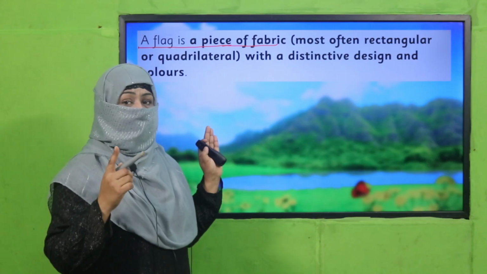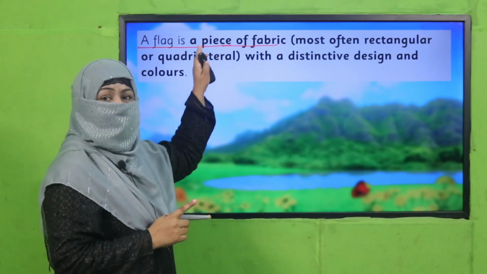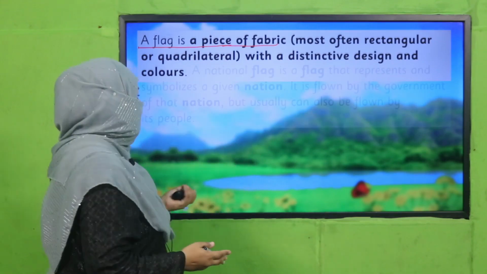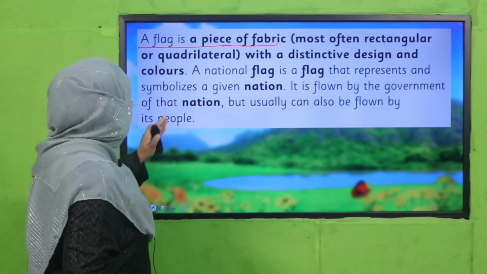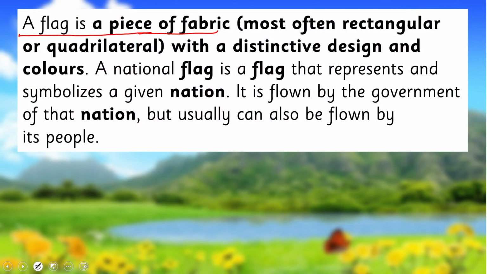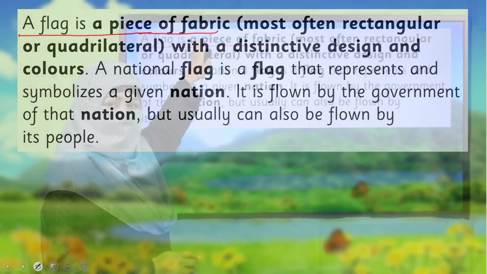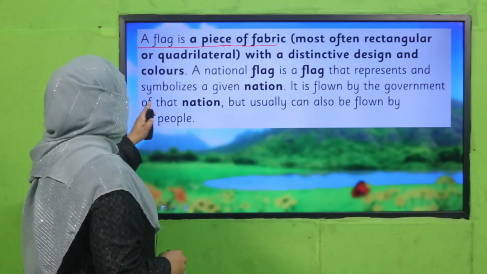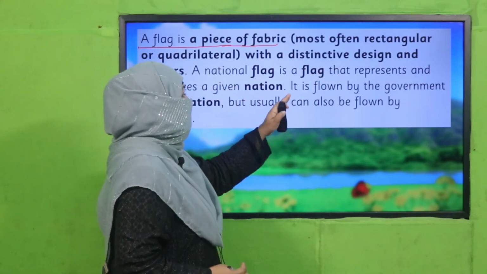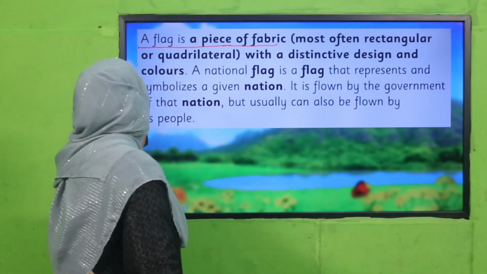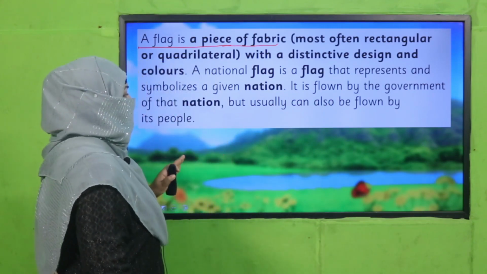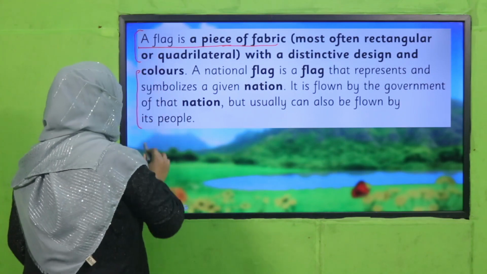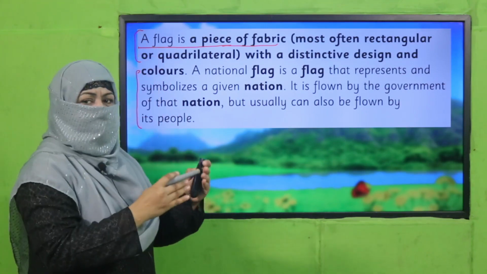It means what it is telling you. One thing, it is about a flag. Second thing, this statement is general. Okay. Now let's explain it further. A national flag. Now it is becoming specific. Our national flag is a flag that represents and symbolizes a given nation. It is flown by the government of that nation, but usually can also be flown by people. General, then supporting details, becoming a little specific.